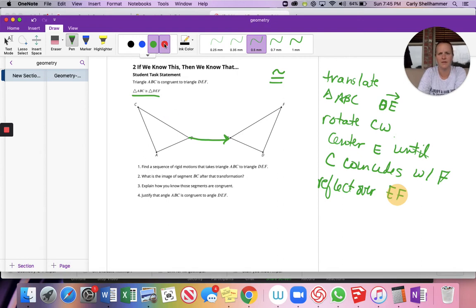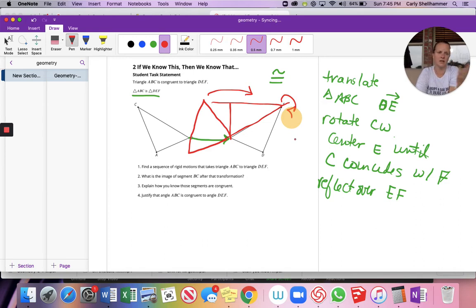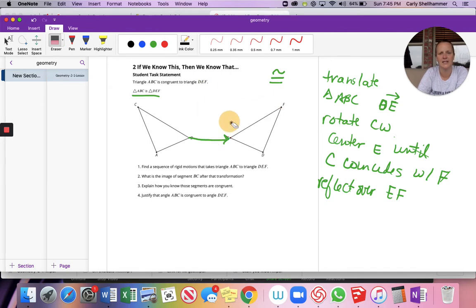If you think about it, I'm going to erase all this, but if I translated it, it would look something like that. And then if I rotated it, it would look, oh golly, something like this. And then if I reflected it, everything would coincide with everything else, okay? So let's erase all that. It's fantastic, just takes a long time when you do a sequence. What is the image? Let me get my pen back out. What is the image of segment BC after the transformation? So BC becomes EF.